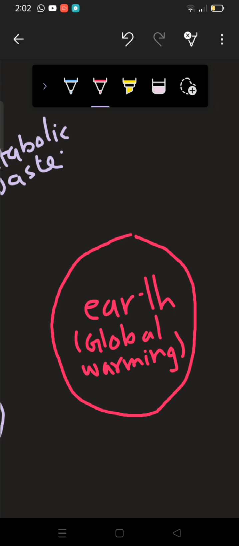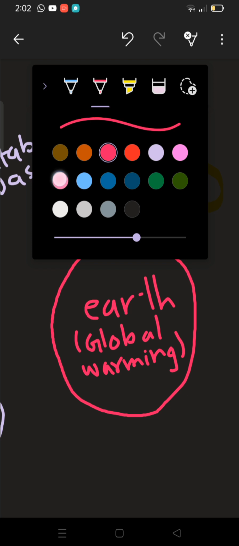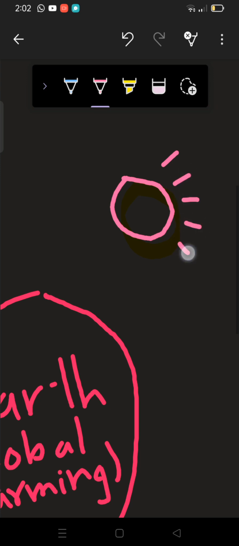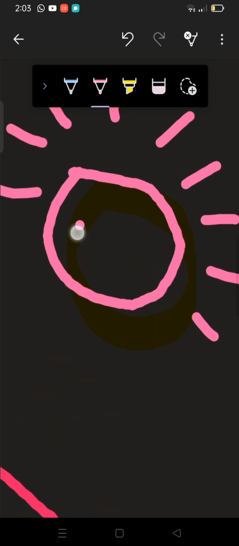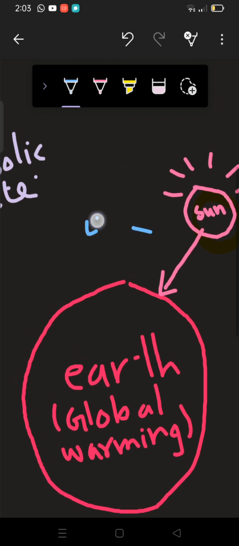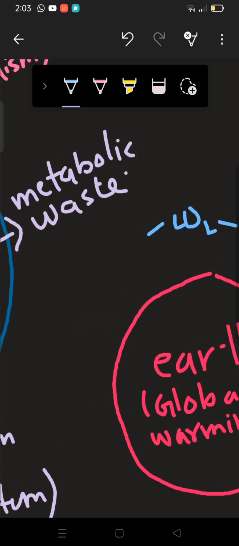And carbon dioxide, like when sunlight is coming, wait, it's not visible, let me use another color. Alright, so this is the sun we do have. When sun rays come to the earth, carbon dioxide will go up and form a layer. This would be the layer of the CO2, which is the carbon dioxide.